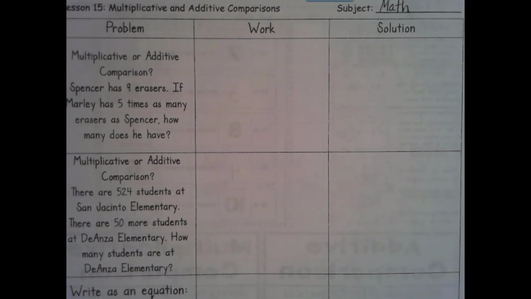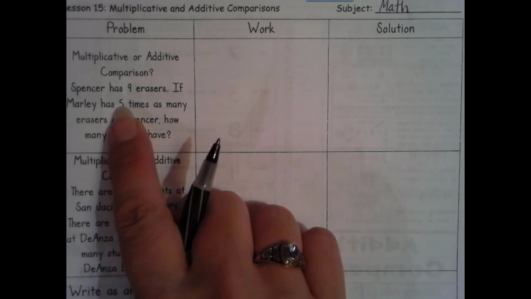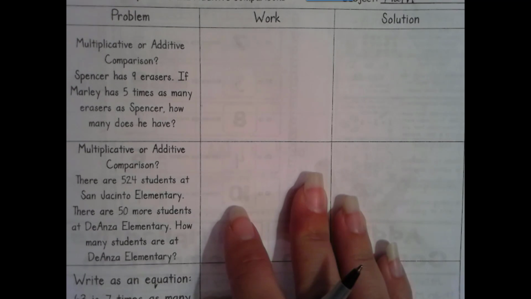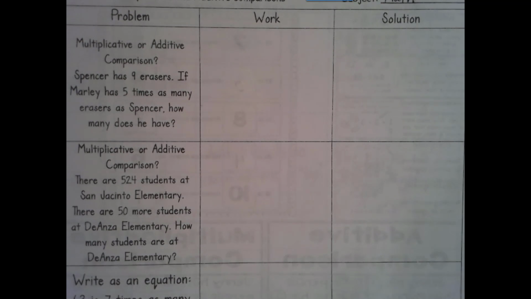So this first one, we're going to answer the question, but we're also going to first identify, is it multiplicative or additive? We're going to look to see if it just says more or the keyword times in there. So let's see. We're going to use our CUBES for problem solving. C, circle our numbers. U, underline our question. B, put boxes around keywords. E, eliminate unnecessary information. And then S, solve.